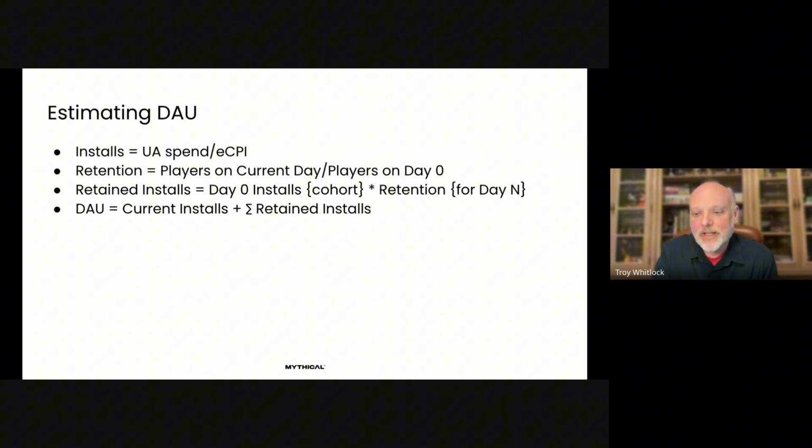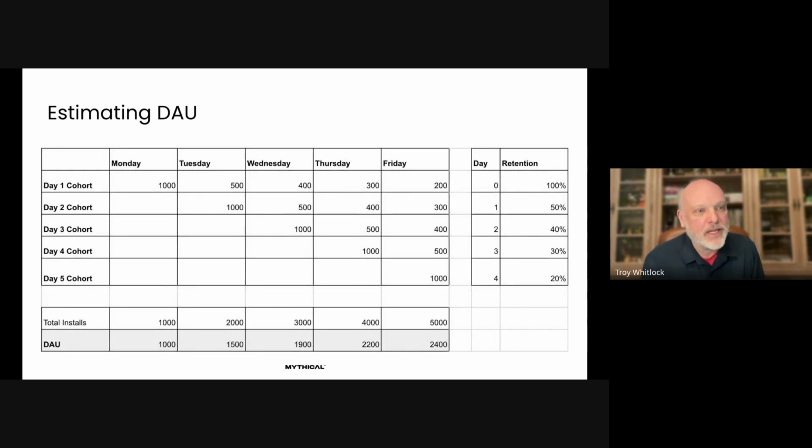And DAU is our current installs for today plus the sigma of all retained installs. And again, I know it's a little formulaic, so I can show it to you visually, and this is a much easier way to understand how to estimate DAU.